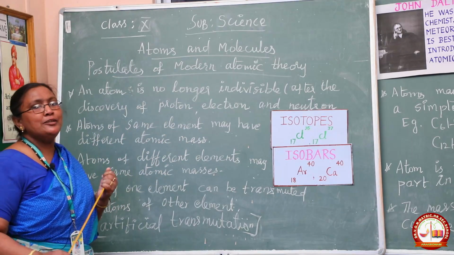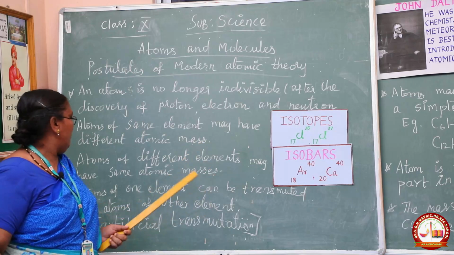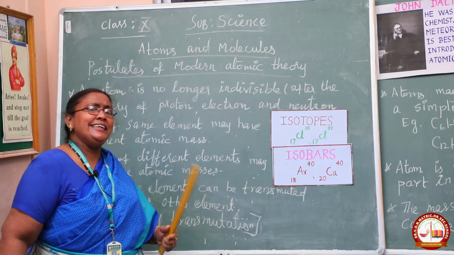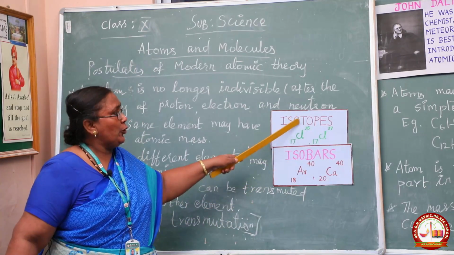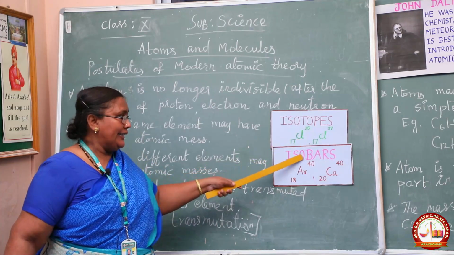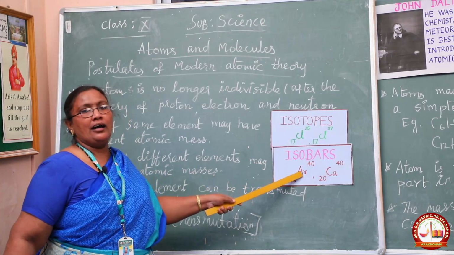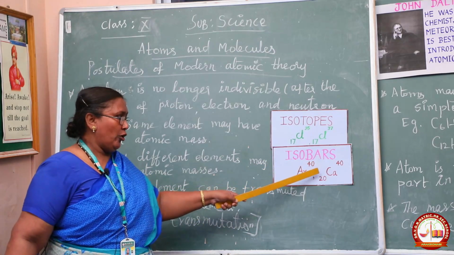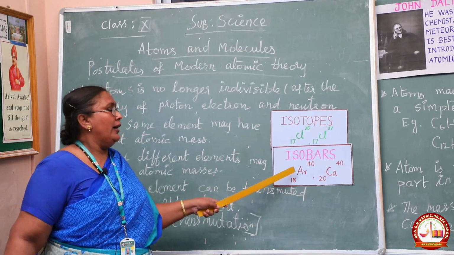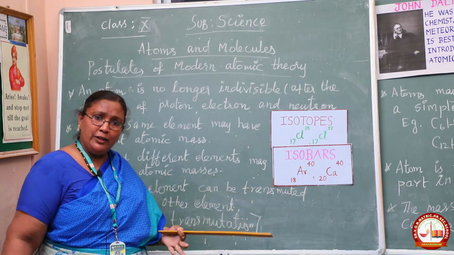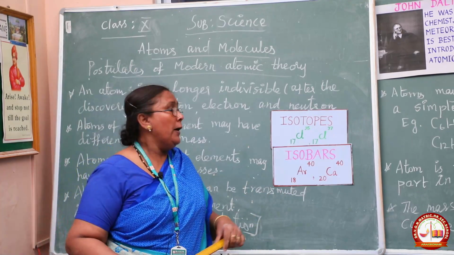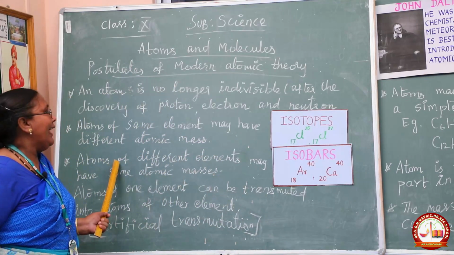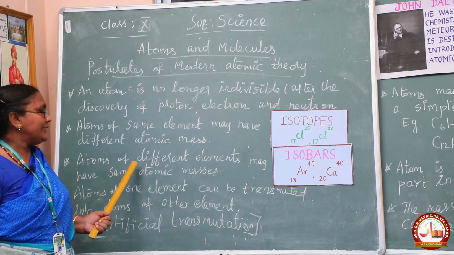Now, move on to the third point. Atoms of different elements may have the same atomic mass. See, example, isobars. What are isobars? Different here: isotope means same element, but isobars means different elements. One is argon, the other one is calcium. Argon has atomic number 18, but calcium has atomic number 20. Different atomic number, but same atomic mass. Both elements are different, but they have atomic mass 40. That is the third point. What is the third point? Atoms of different elements may have the same atomic mass.